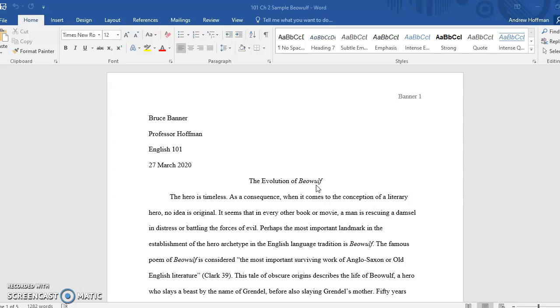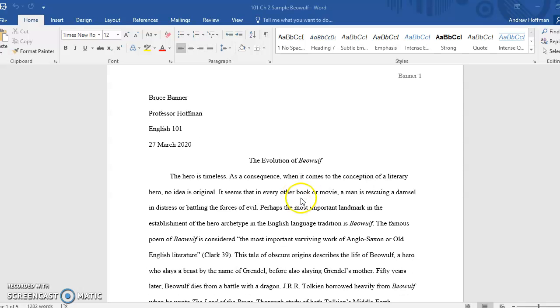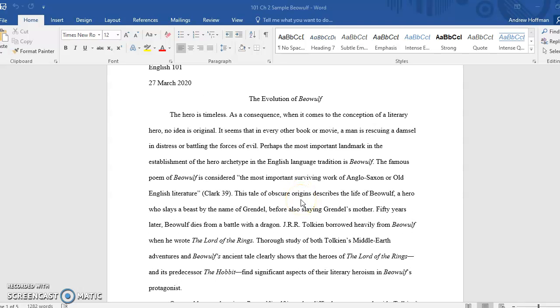Now, in our opening introductory paragraph, please remember we're trying to think of 3 things that we can do for the reader. The first is to hook the reader, get the reader interested, get the reader involved. Make the reader want to read your essay, not simply have to read your essay.